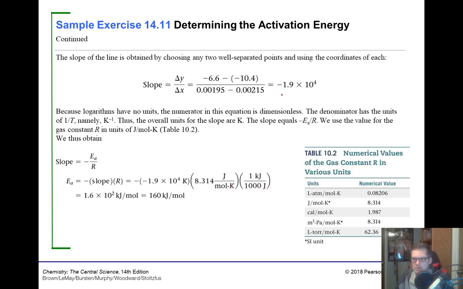Oh, there it is. So they found the slope. That's what the slope is equal to. And there it is. So EA is equal to negative slope times R. They took that times 8.314 and converted into kilojoules. And there you go. So there's your activation energy: 160 kilojoules per mole.